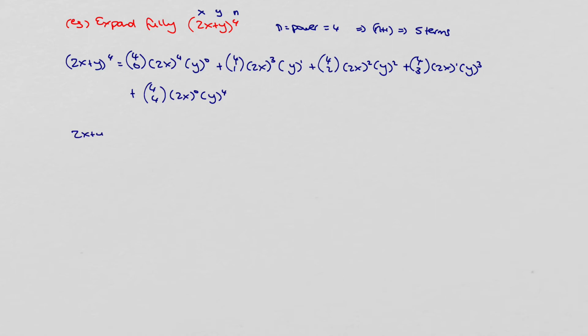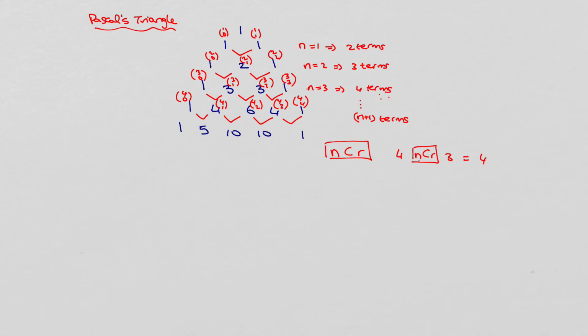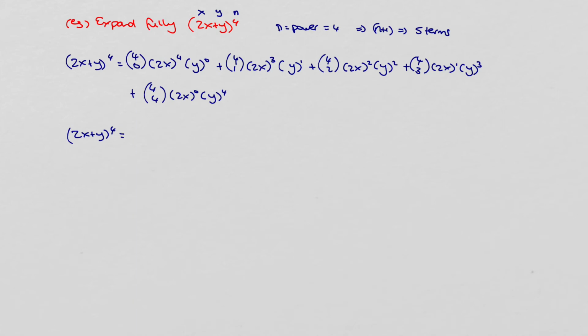So we use our calculators there to get our 4 choose 0, 4 choose 1, 4 choose 2, 4 choose 3, 4 choose 4. Or if I go back here to my Pascal's triangle, we can see that we know that's going to be 1, 4, 6, 4, 1. So it's nice and symmetrical there. So that's going to be 1 and 2 by 2 by 2 by 2. In other words, 2 to the power of 4 is 16, x to the power of 4. Anything to the power of 0 is 1, so y to the power of 0 is 1.